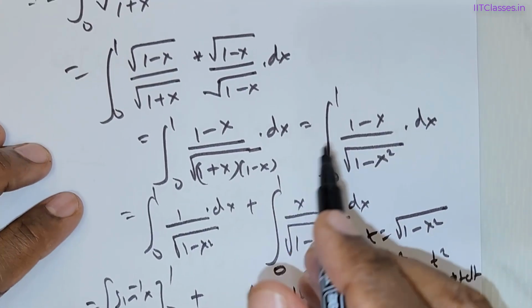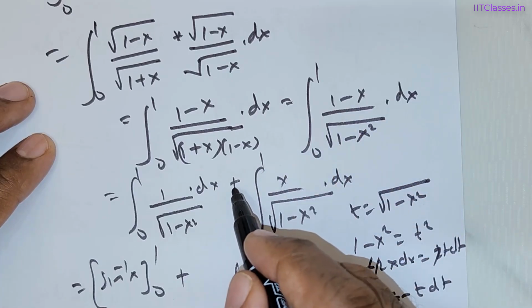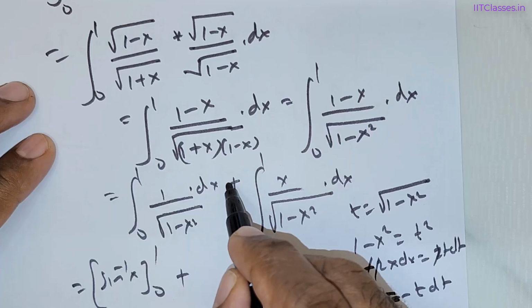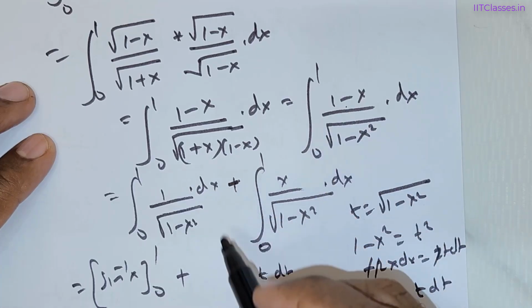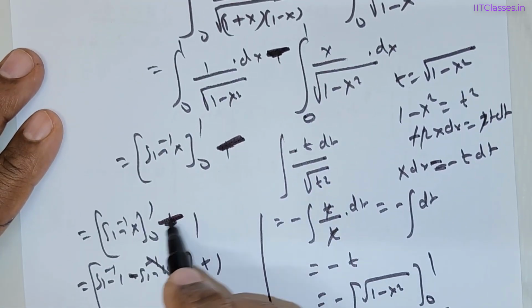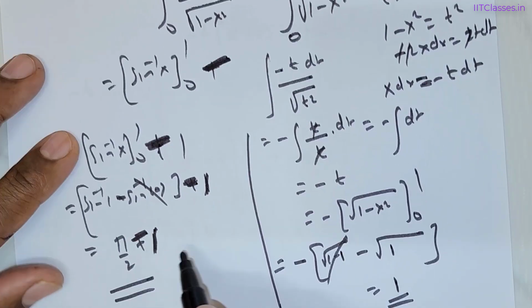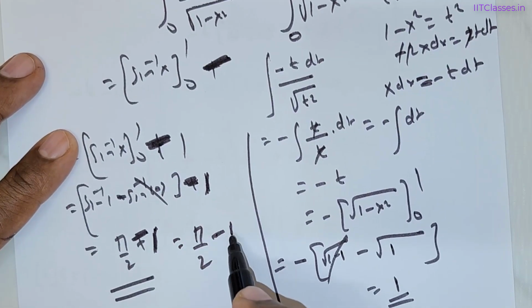One important thing: when we were splitting this up, I have to make a correction here. This is actually negative, but I have placed it here as positive. So this will be negative, negative 1, negative 1. So the final solution is pi over 2 minus 1.